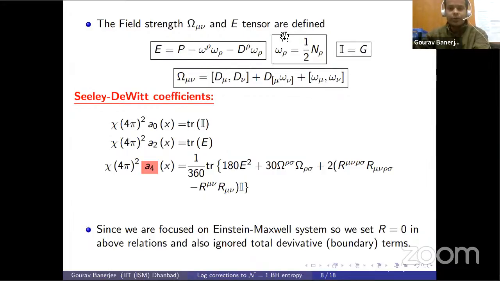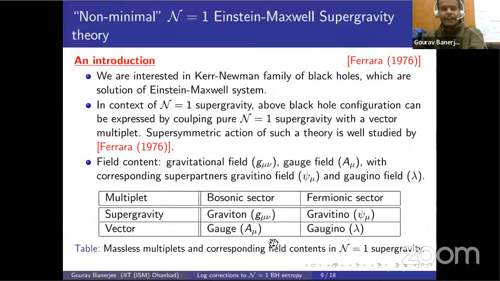So after computing all these intermediate ingredients, one can determine all the first three Seeley-DeWitt coefficients, that is A0, A2, and A4, by computing the traces of their respective intermediate ingredients, which is computed here. So in the above expression, as we are particularly focused on the Einstein-Maxwell system, we have put R equals 0 in the above relation, as such a system satisfies the Ricci flat space, and also ignore the total derivative which integrates to 0.